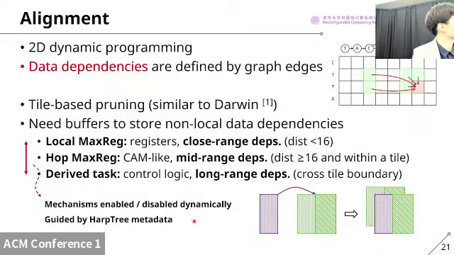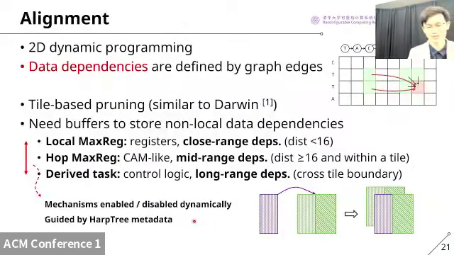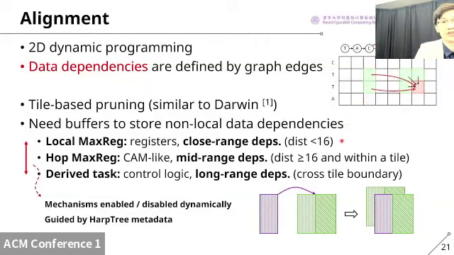And the alignment stage is another dynamic programming algorithm. So we also designed a systolic array, but the difference is that it does not have graph operations in the inner loop, but rather the data dependencies in this dynamic programming are defined by the graph edges, as you can see here. So this would be a graph, and if we have an edge here, the data dependency in this 2D dynamic programming would look something like this. Here we need some buffers to store those non-local data dependencies, and we propose several different mechanisms.